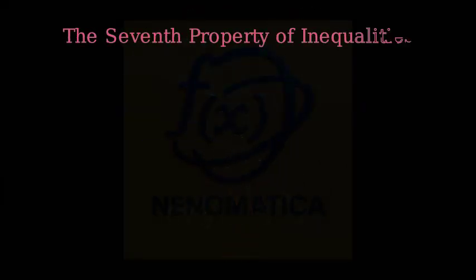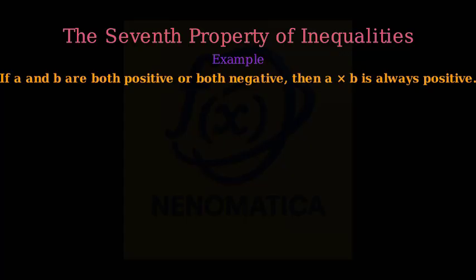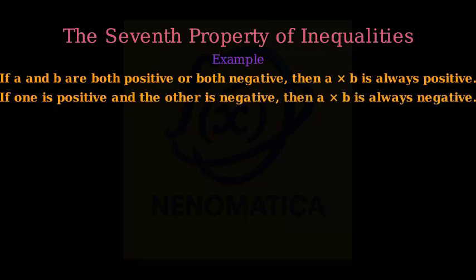Welcome to our video on the seventh property of inequalities. Today, we're going to explore an important rule about the product of two numbers and their signs. Let's begin with our property statement. If a and b are both positive or both negative, then a times b is always positive. And if one is positive and the other is negative, then a times b is always negative.